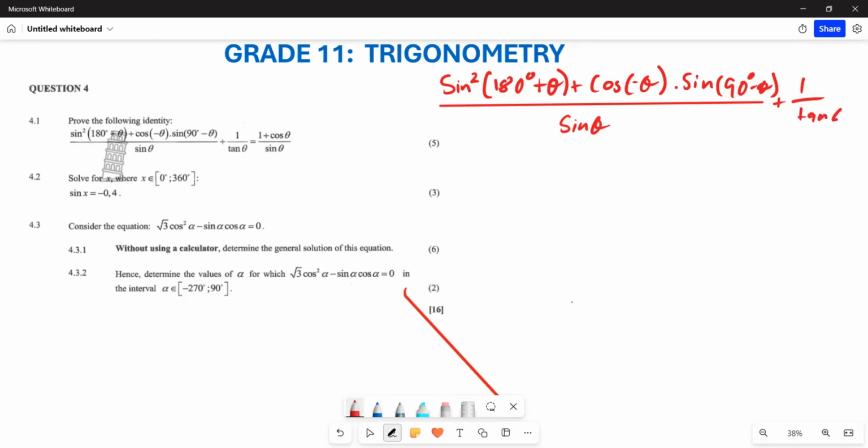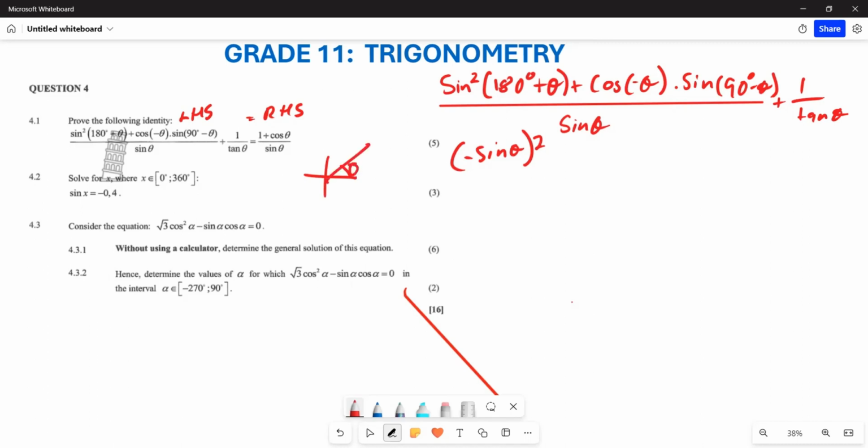Basically, they want us to prove that the left-hand side equals the right-hand side. Now, how are you going to go about it? Let's start here. We all know that sine of 180 degrees plus theta is found in the third quadrant. But because there is a square here, it's going to be negative sine of theta, but all squared.